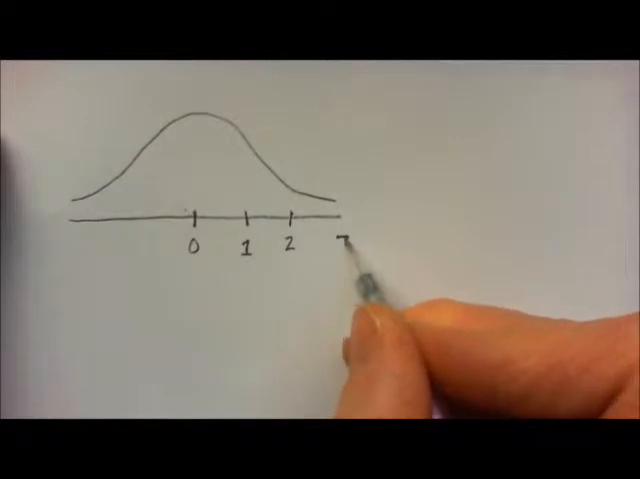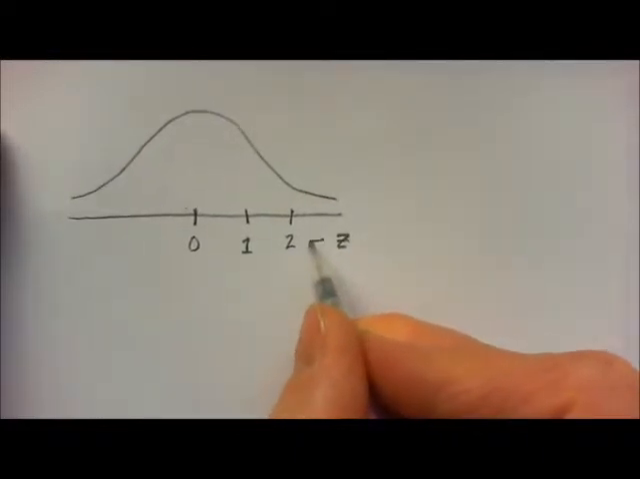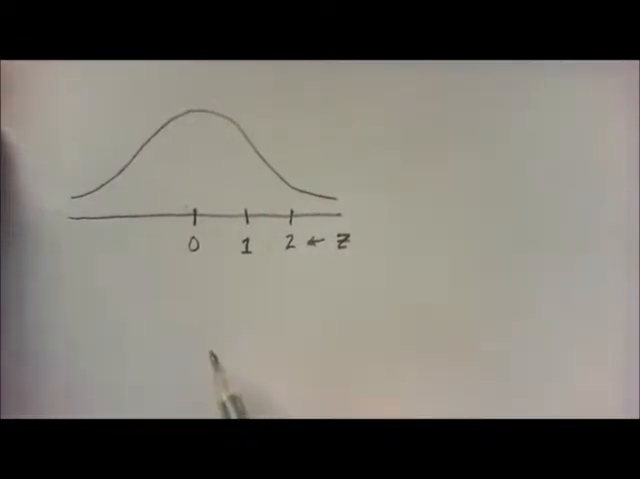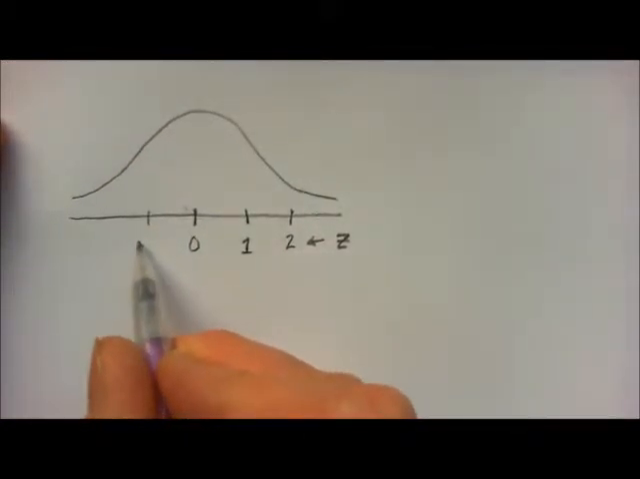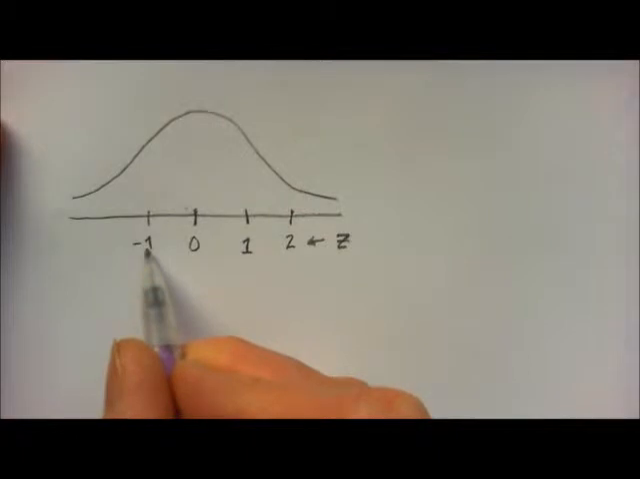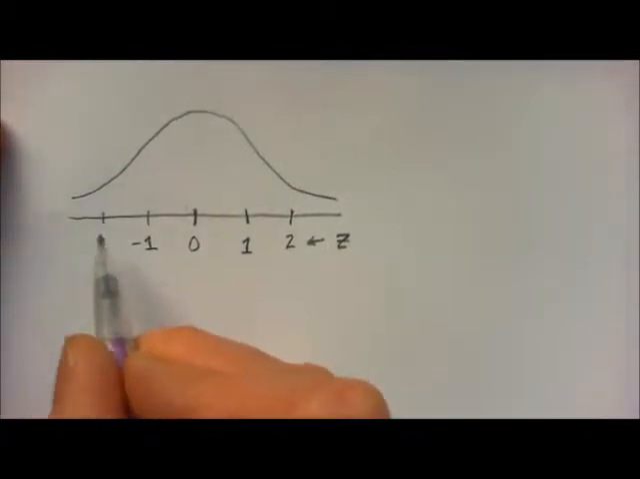So let me put z here to indicate that these values are in fact z-scores. If we go below the mean, over here, we have a z-score of -1. Going another standard deviation below the mean, we have a z-score of -2.